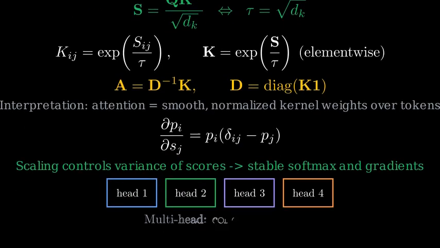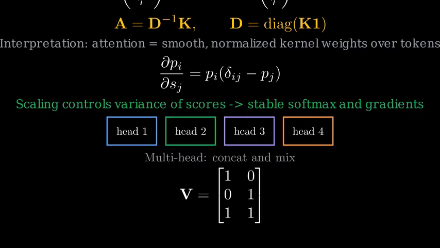Real transformers use multiple heads. Each head repeats the same math with its own W_Q, W_K, and W_V, then concatenates the head outputs and mixes them linearly. This is just parallel copies of the same optimization-driven attention.